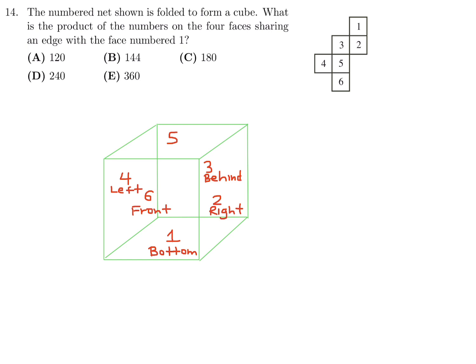So what are the 4 numbers that share an edge with the 1? Well, everything shares an edge with the 1 except the 5. So this 4 shares an edge, a 6, a 2, and 3. So they want the product of those numbers. So 4 times 6 times 3 times 2 is what they are asking. And that is 144. So number 14, the answer is B.